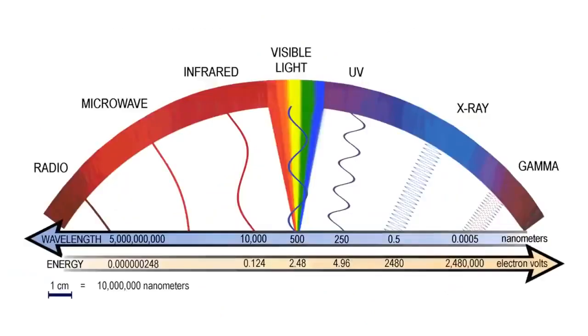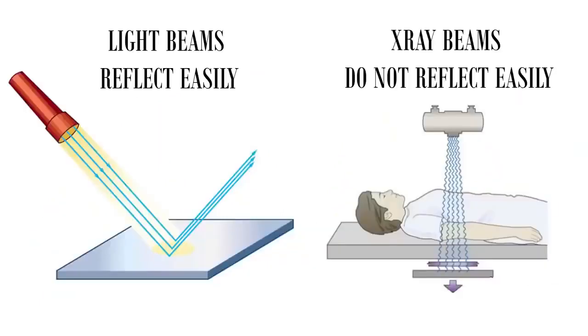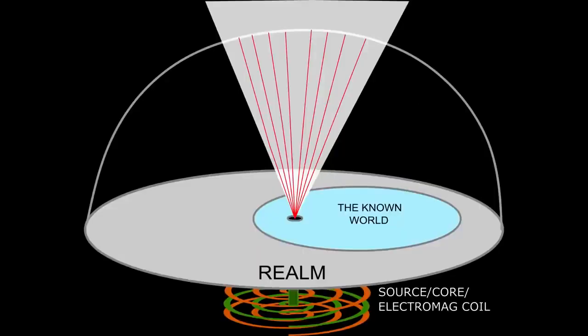X-rays are like a super powerful form of light, and because their wavelengths are shorter than ordinary light's wavelengths, it means their frequency is much higher. Because of this, X-rays can travel through objects that ordinary light cannot, and it means that X-rays are not reflected easily. There are not many materials that reflect, scatter, refract, or redirect X-rays. And while I'm not strictly saying that X-rays are the cause, any form of strong radiation beams would behave similarly.